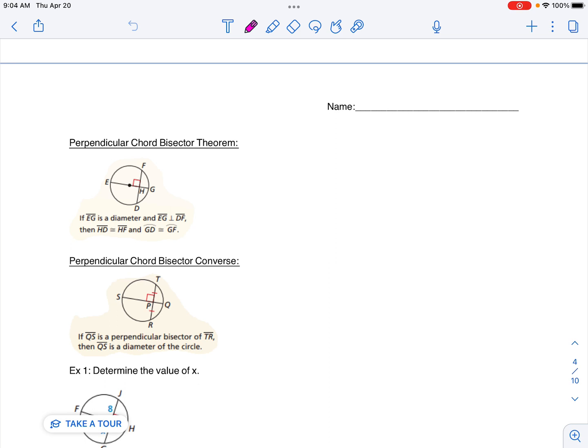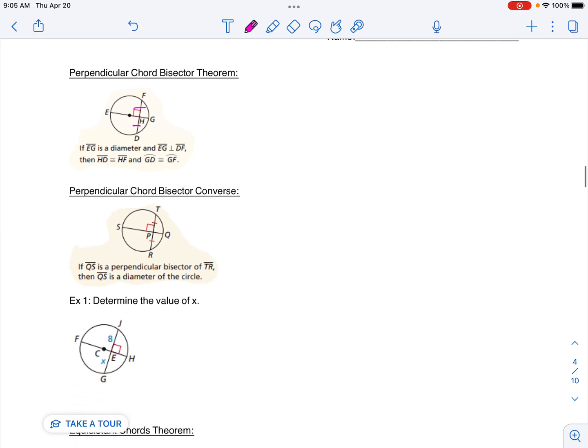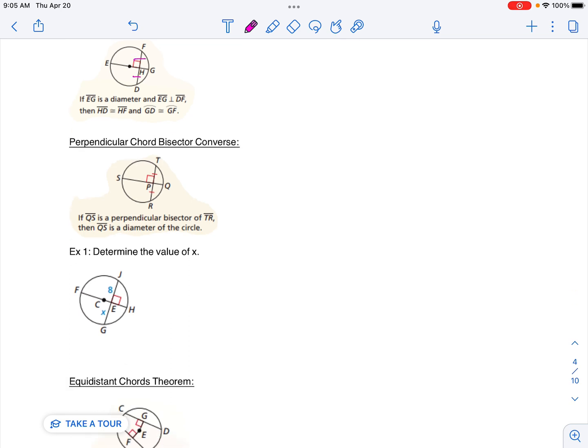Perpendicular chord bisector theorem. If EG, which is your diameter, is perpendicular to DF, a chord DF, then HD is congruent to HF, aka you're splitting that in half. Then we have arc GD is congruent to arc GF. Our perpendicular chord bisector converse is just the reverse of this, since it's the converse. If you have a perpendicular bisector of that chord, then we have a diameter. So again, just applying that information.